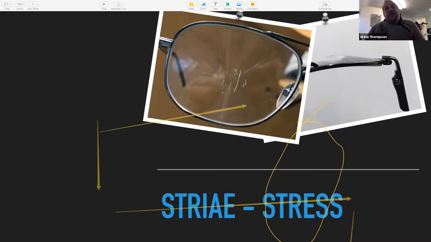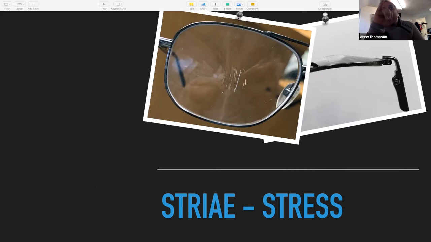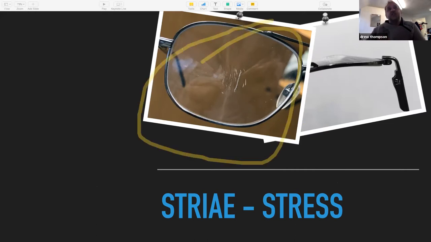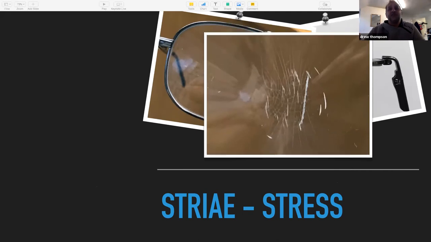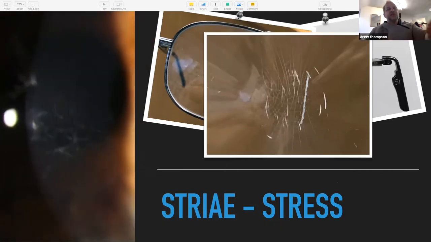This is the lens, this same lens with a photograph of it straight on, and you can see all these little stress marks in the center of the lens. That's where I pushed a pen into the heated lens, and you can see that looks very, very similar to a keratoconic cornea, which is on the left of the screen here. You can see virtually exactly the same. I was quite surprised when I did that to find out. So striae is basically stress marks.